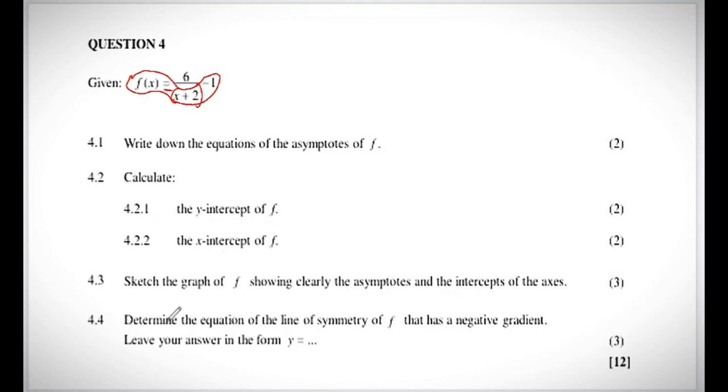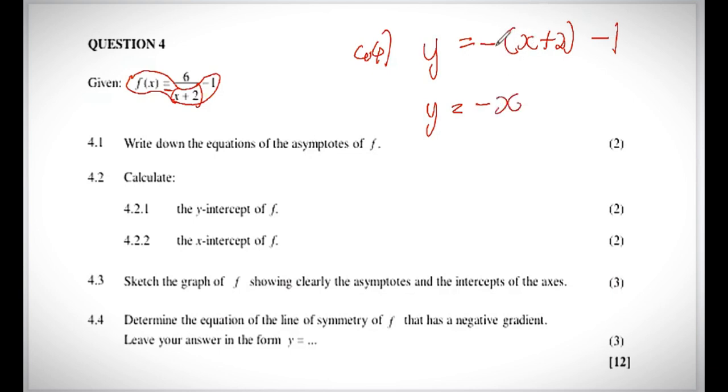So having to write this in that form, we will say for 4.4, we have y is equals to, so we just replace f of x by y, and then we put our negative here in bracket x plus 2 and then minus 1. So that's how you determine the equation of the line of symmetry that has a negative gradient. So now we have negative times x, that's negative x, negative times positive 2, that's negative 2, then minus 1. So you have y is equals to negative x minus 3, right? So just like that, you have found your solution. So that's how you were supposed to tackle that question, guys.